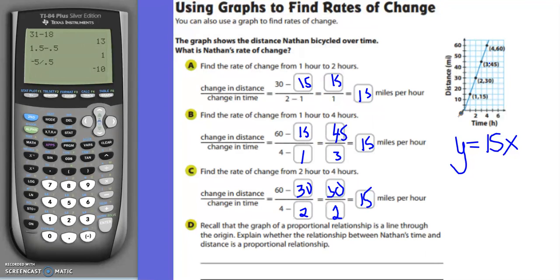Okay, part D, recall the graph of a proportional relationship is a line through the origin. Explain whether the relationship between Nathan's time and distance is a proportional relationship. Yes. It is a straight line that passes through the origin.